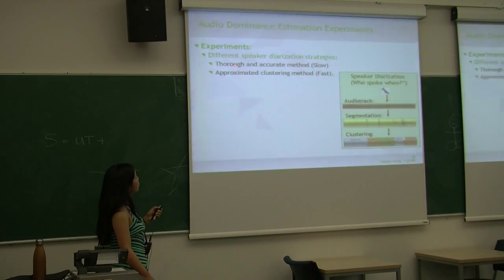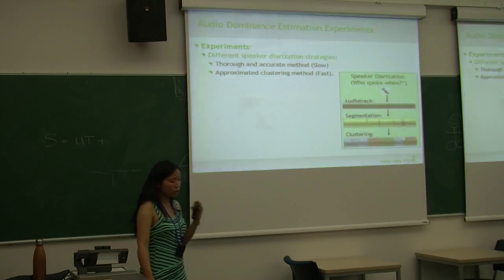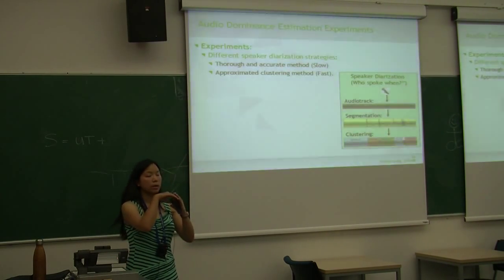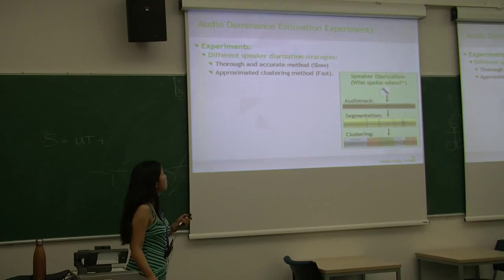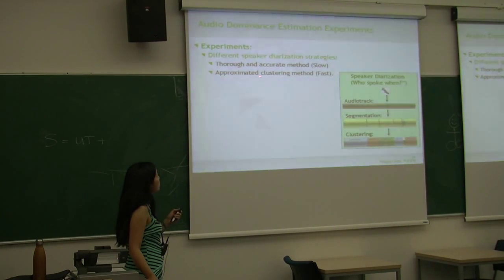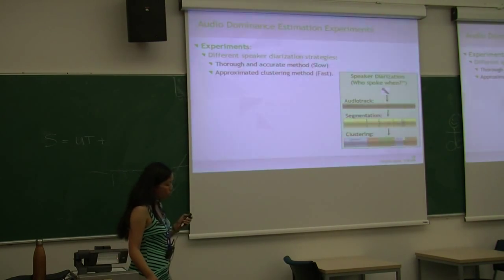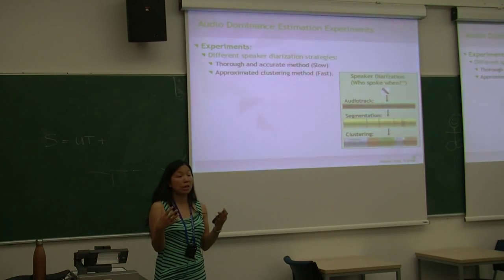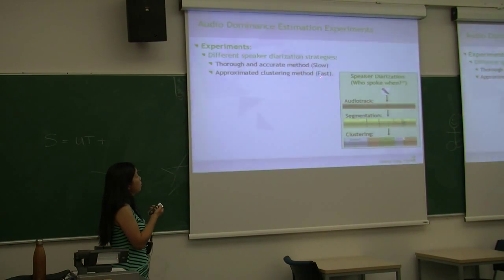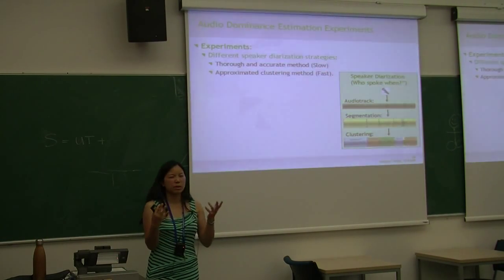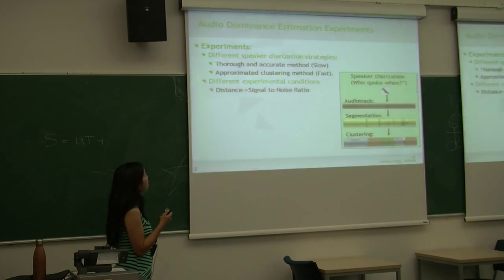So we experimented with 2 different methods. One that was, I'm just going to call it a slow method, but let's say it's slow and accurate. So basically, everyone and their particular segments of speech are very accurately estimated. In the other case, the audio track is just approximately clustered, and then the audio signal is segmented using a much faster method. So let's say it's a quick and dirty method.